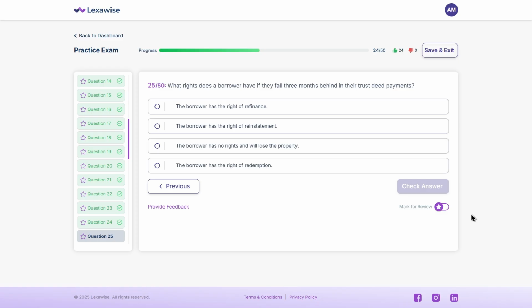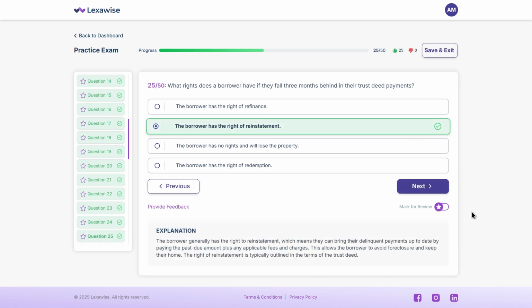The correct answer is B. The borrower has the right of reinstatement. That's because the borrower can catch up on missed payments and applicable fees to avoid foreclosure. This is called the right of reinstatement and is usually built into the terms of the trust deed.